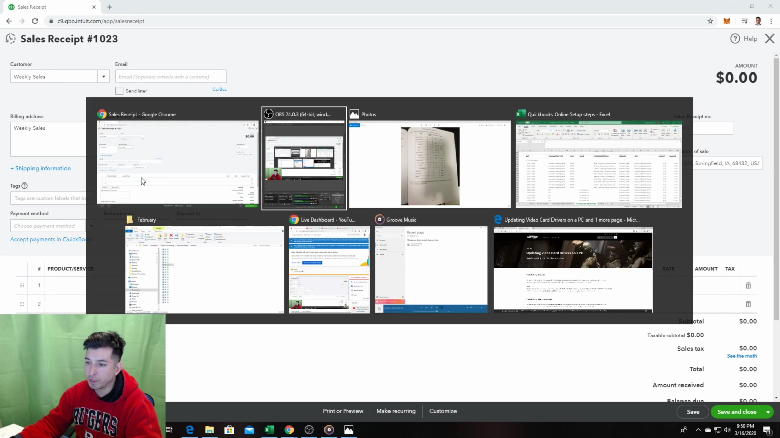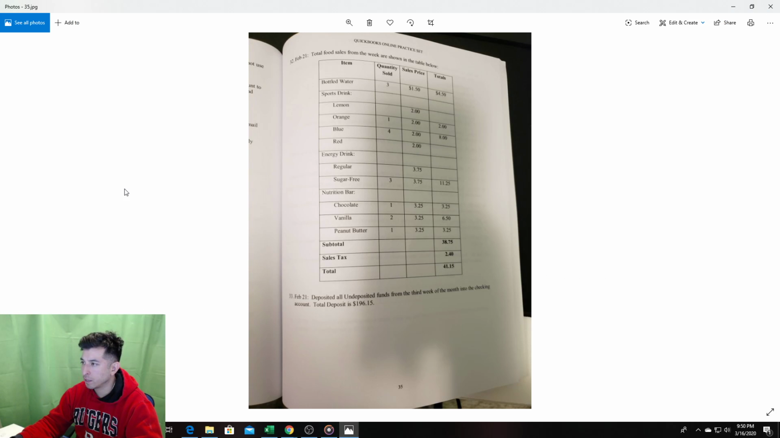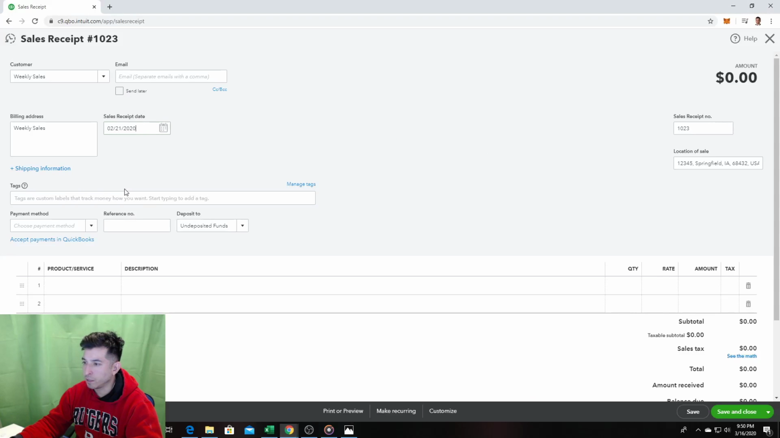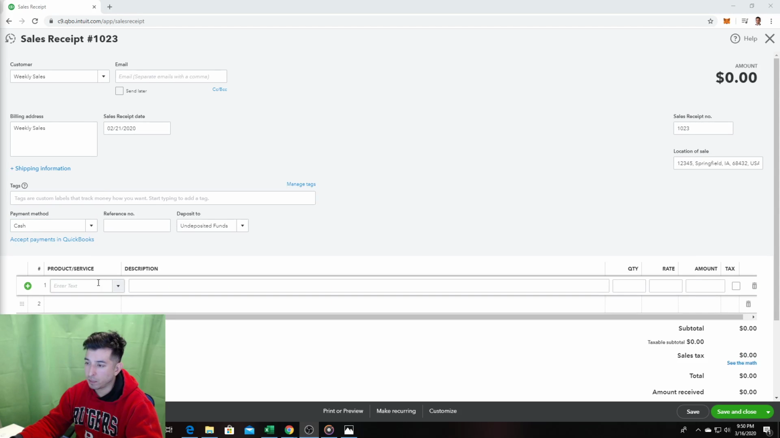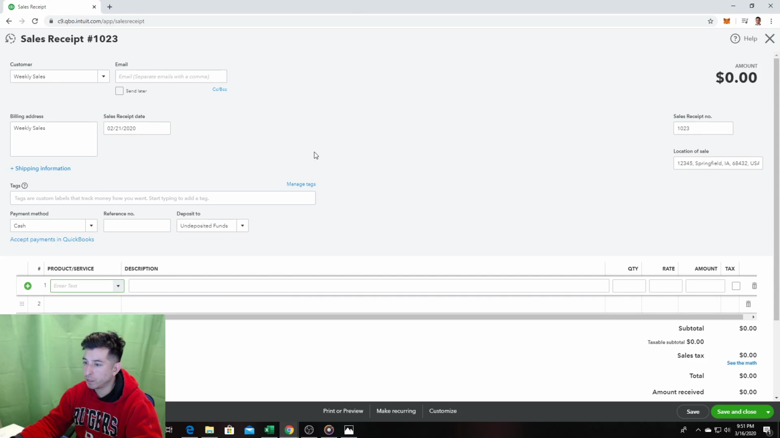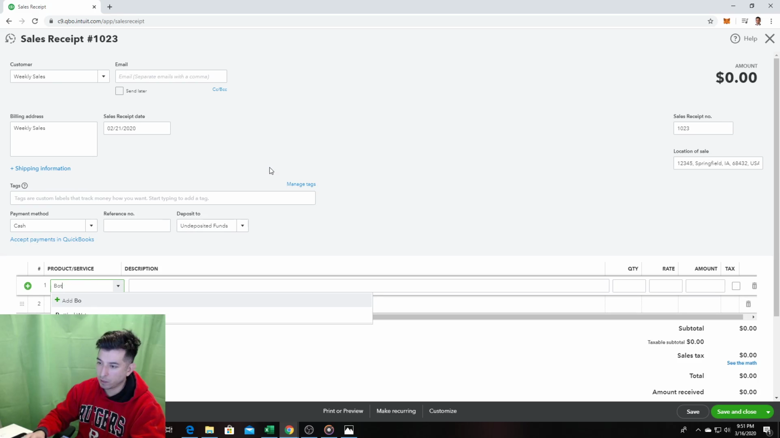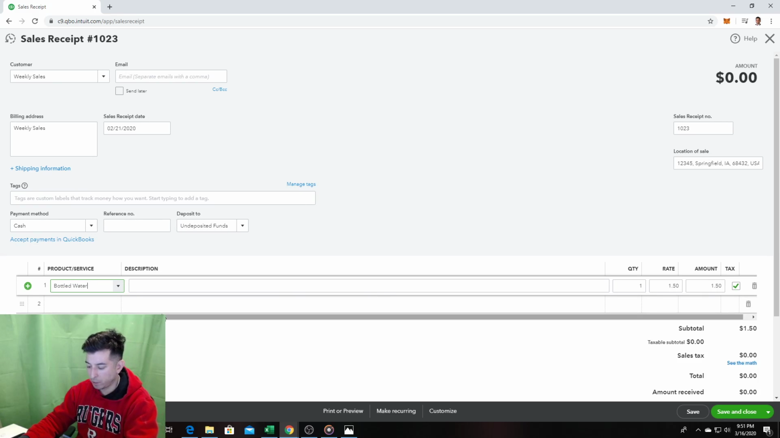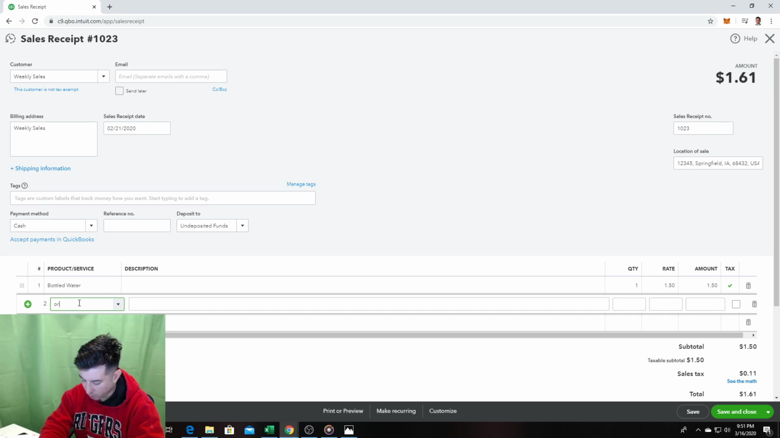So payment method. Payment method is going to be cash. Deposit to undeposited funds. And how are we going to do this? It's going to be bottled water. And let me open it up so I don't have to keep flipping through the screens. Bottled water.